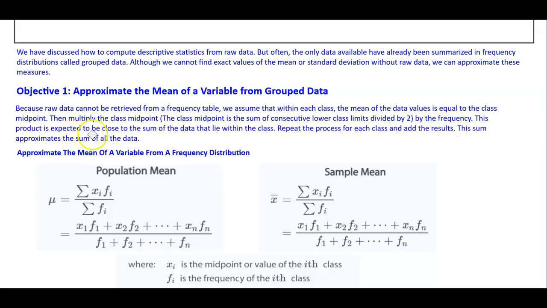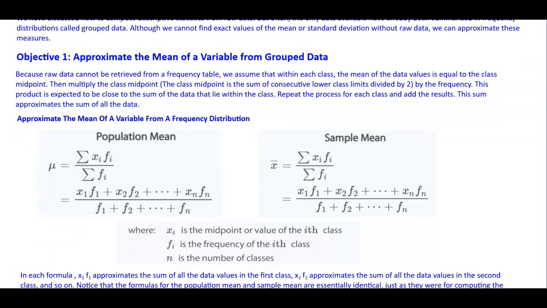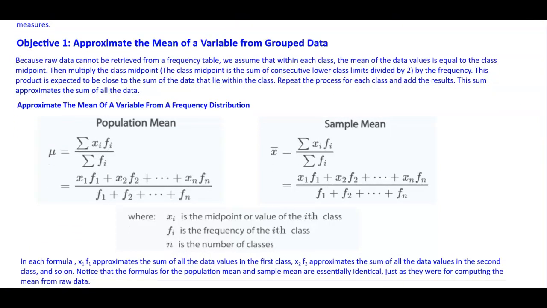This product is expected to be close to the sum of the data that lie within the class. You repeat the process for each class and add the results, and this sum approximates the sum of all the data. Here's how to approximate the mean of a variable from a frequency distribution.